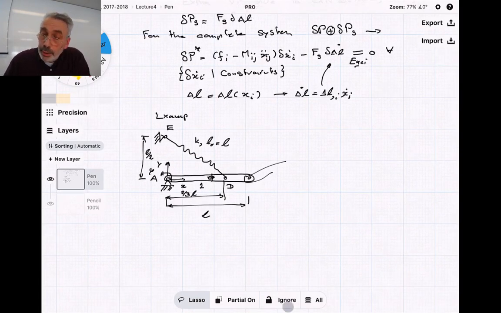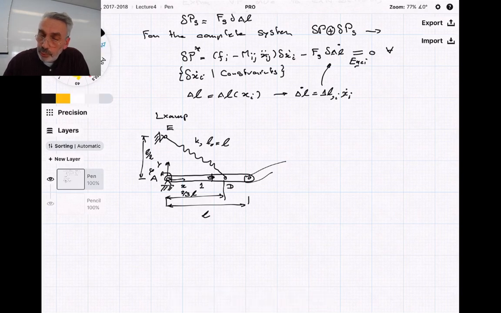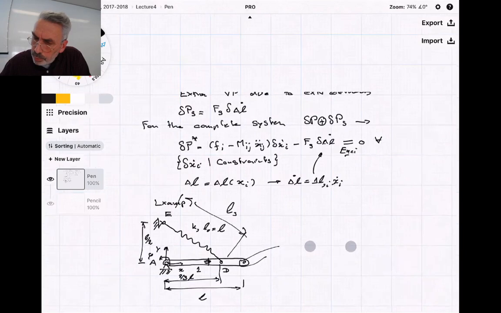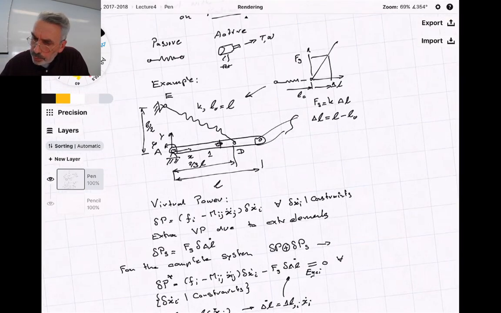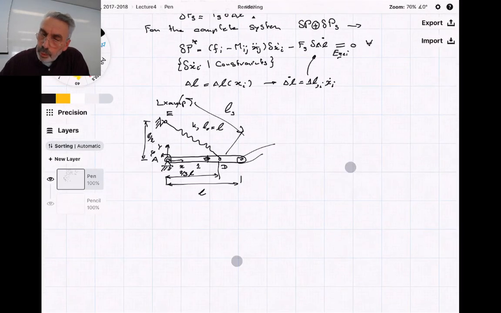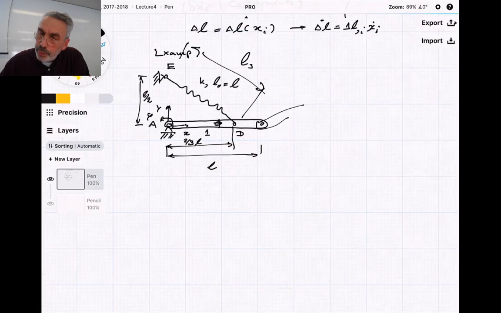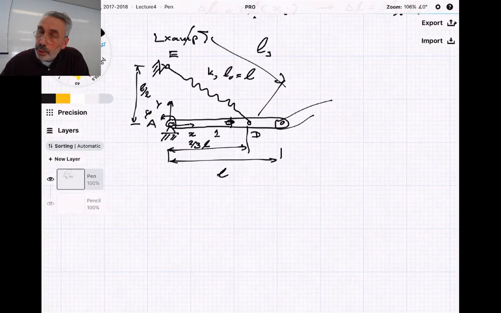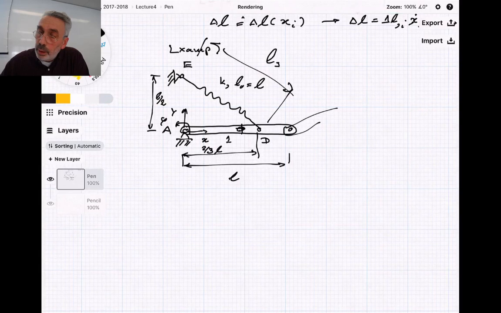Well, if we want to calculate the current length of the spring, so this distance, this is the length of the spring. Maybe I should add an S somewhere here. If we want to calculate the length of the spring, it's pretty easy, because the only thing we need is the coordinates of the two endpoints of the spring, and then we just take the norm, and then we have the length.